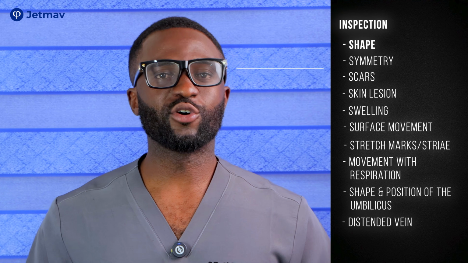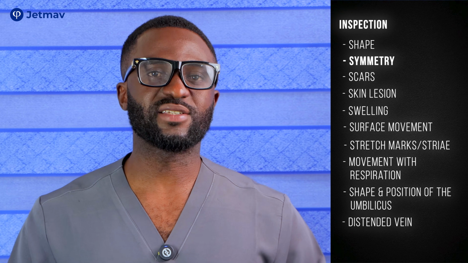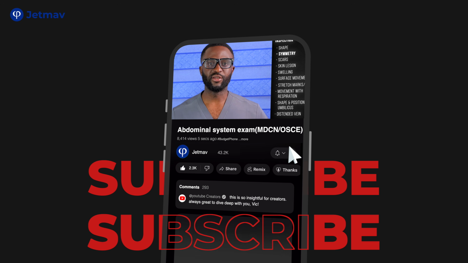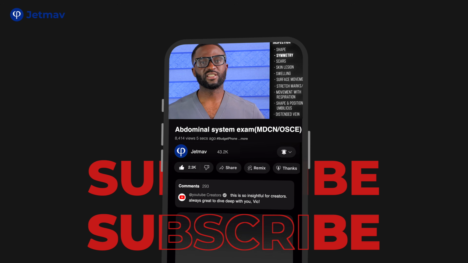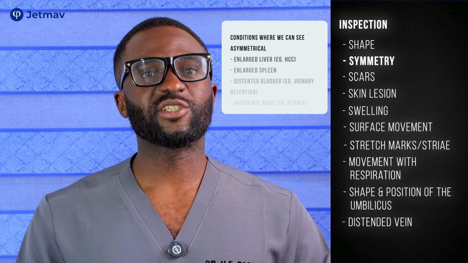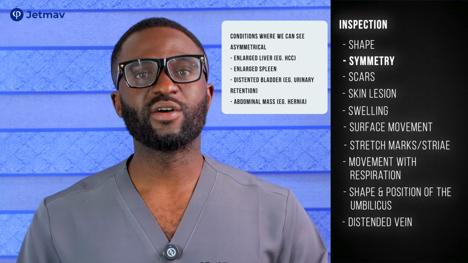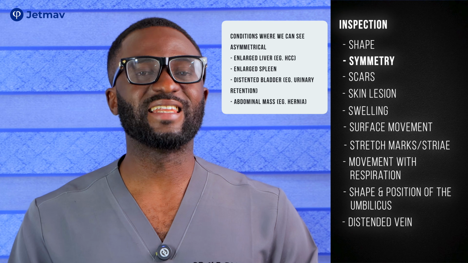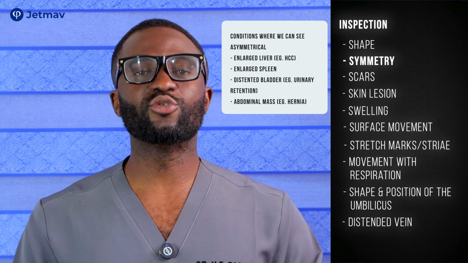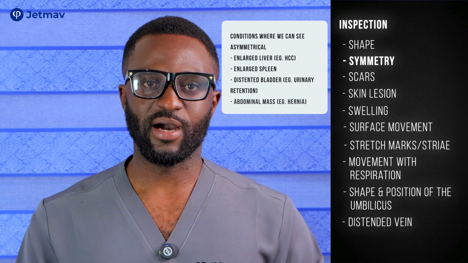So after the shape, you're going to look at the symmetry. Is the abdomen symmetrical or asymmetrical? The abdomen is usually symmetrical in most normal patients, but there are situations where the abdomen can also be asymmetrical. For example, in a patient with hepatocellular carcinoma, where the liver has been grossly enlarged, the abdomen is going to be asymmetrical. So you are supposed to look out for the symmetry of the abdomen.